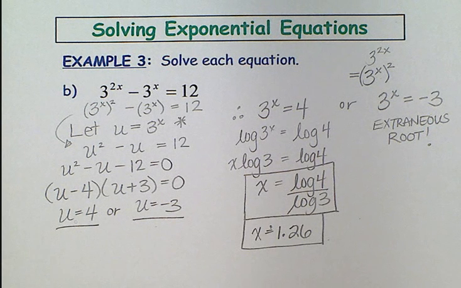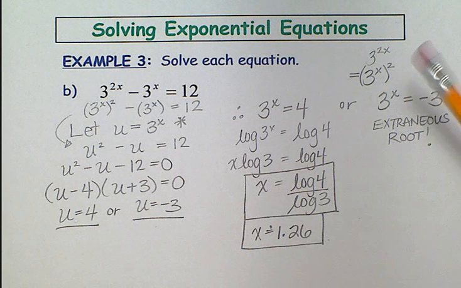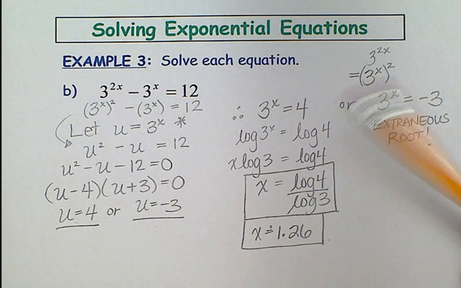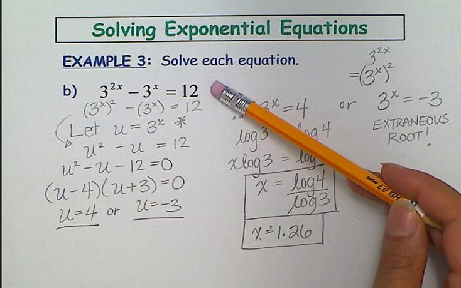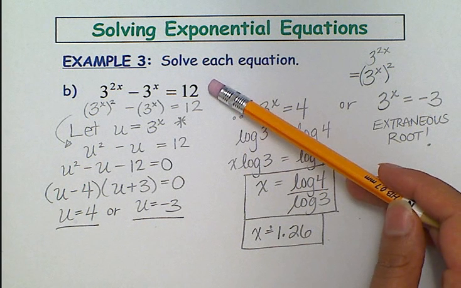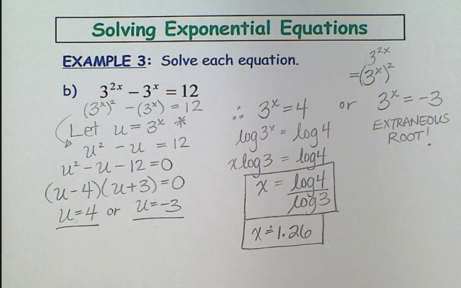So even though we started off with an exponential function that we rewrote as a quadratic function, we were still able to solve for it and get two solutions, one of which is extraneous and the other solution is valid. So the only value of x that makes this statement true is log of 4 divided by the log of 3, or in other words, a value of x that's approximately 1.26. Okay, so there's an example with an extraneous root.